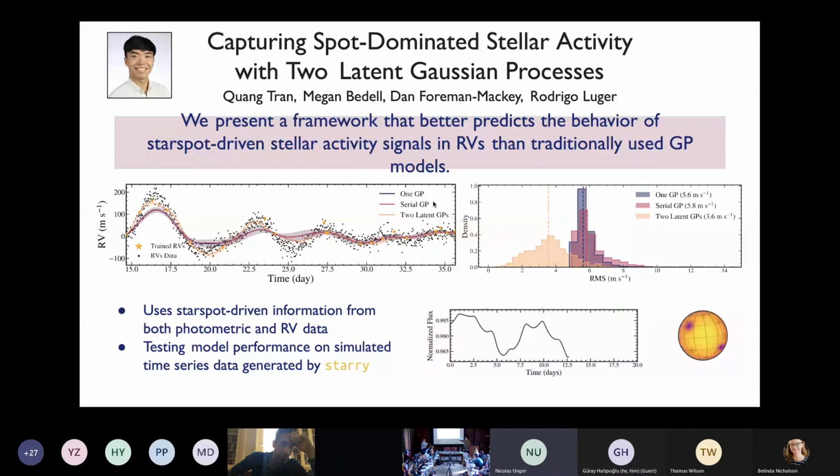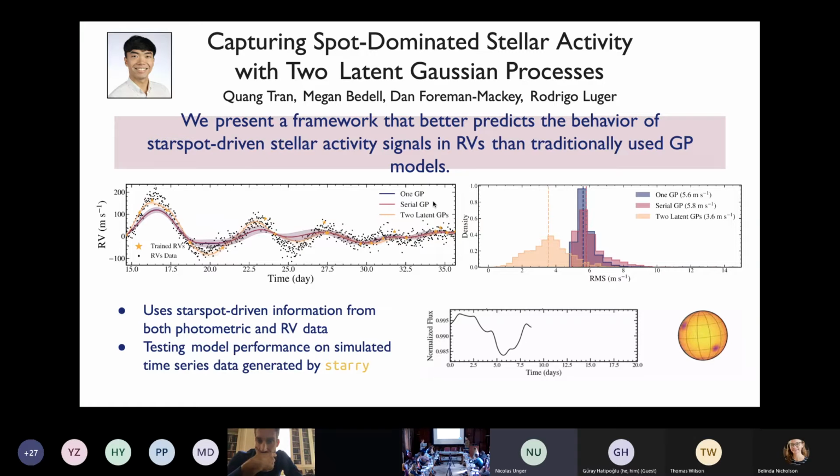I'm showing a simple diagram of this on simulated data with our model and those traditional models on the left hand, and you can see that our two-latent GP model fit does a much better job of predicting this quasi-periodic behavior. And then I'm showing the distribution of RMS of the data, and you can see that it improves it by a factor of 1.5 in very early tests based on simulated data.